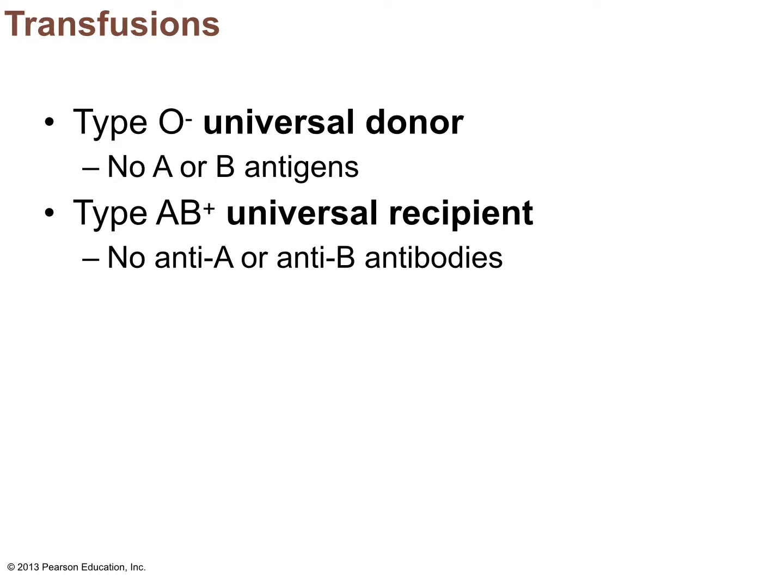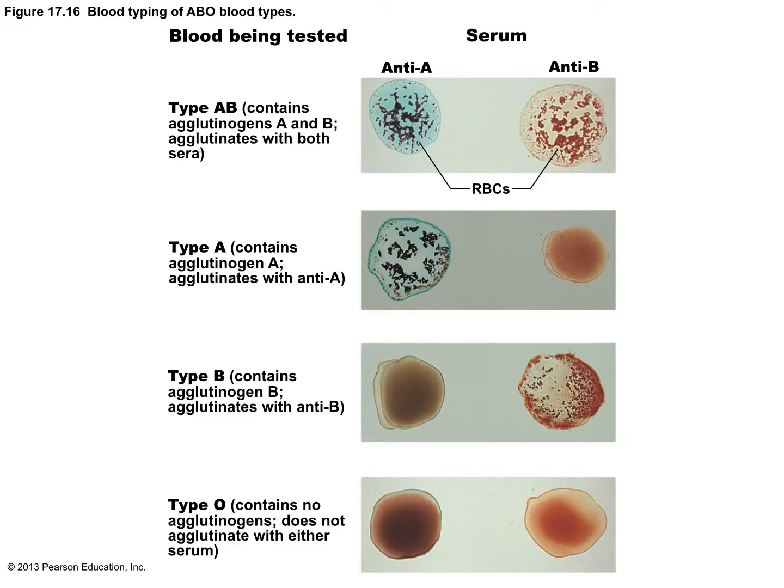Same thing for universal recipient. AB is not the universal recipient. AB positive is the universal recipient. Remember, positive can receive from both negative and positive, and negative can only receive from negative. This slide gives you a visualization of the agglutination process if we were taking blood and putting antibodies into serum that had specific antigens, whether it's AB, A, B, or O blood types.